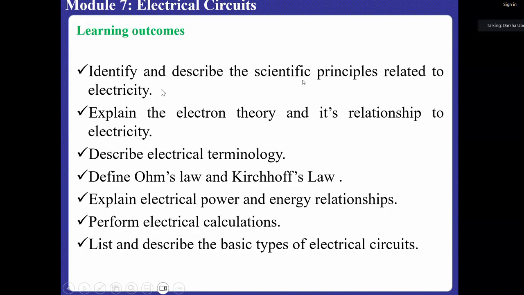Electrical circuits. So these are the learning outcomes that we are going to discuss within this chapter. What are the principles related to electricity? You have done the Ohm's law practical in the practical session. So we are going to discuss Ohm's law and Kirchhoff's law, the definitions, the equations, and how to do electrical calculations using Ohm's law and so on. And what are the basic types of electrical circuits? These are the learning outcomes of this chapter.